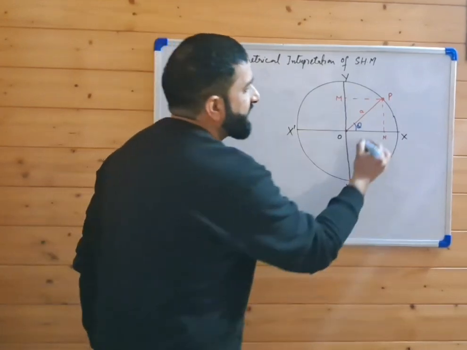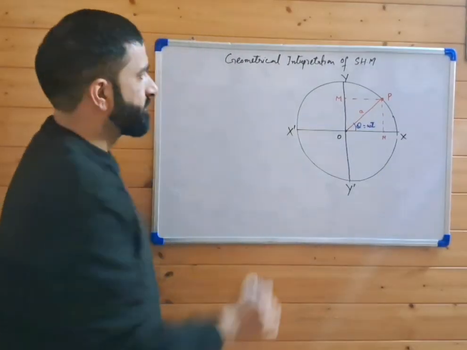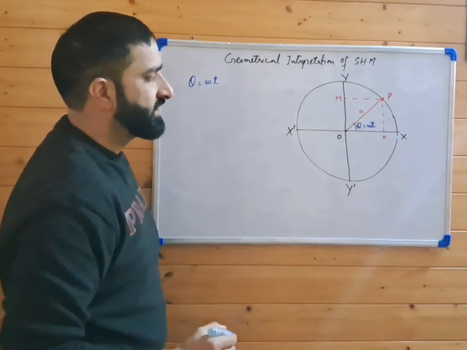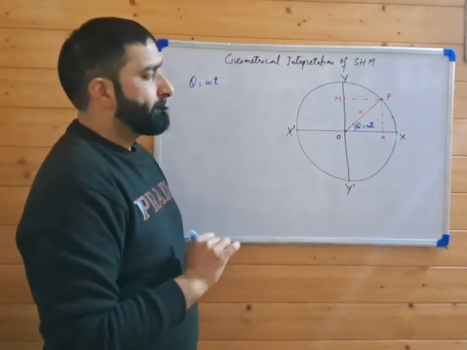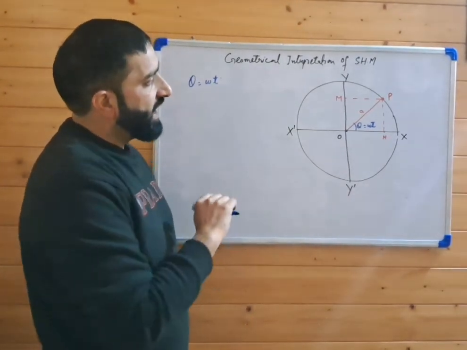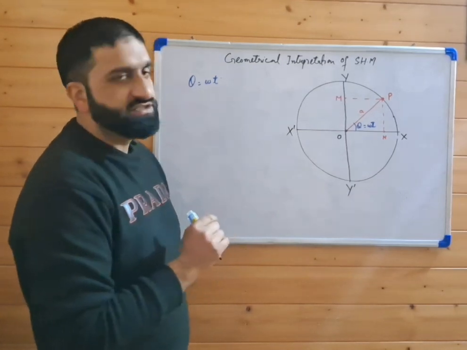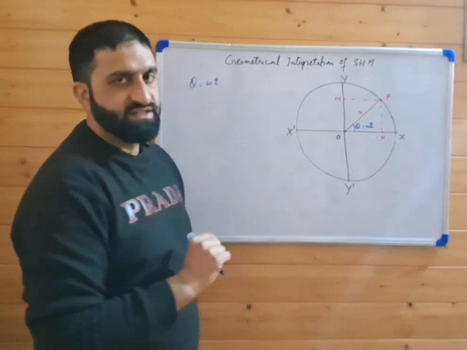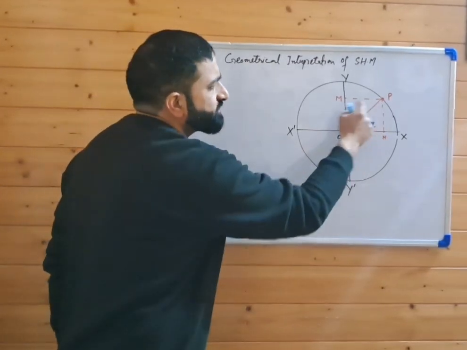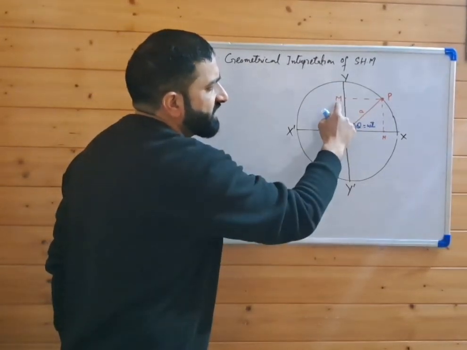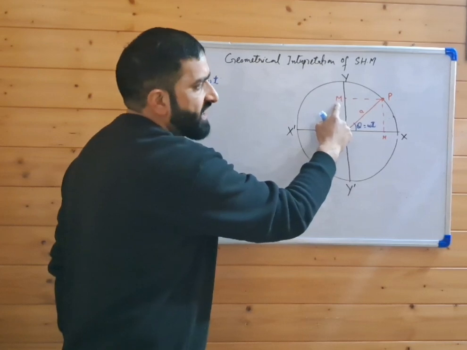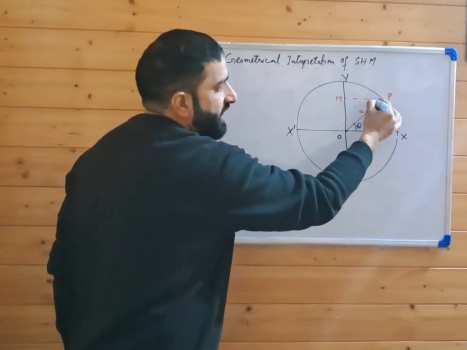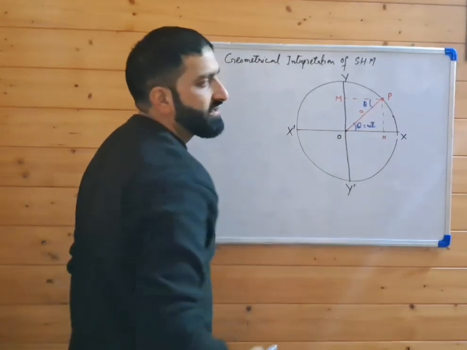diameter, and that theta is equal to omega t. The radius of the circle is A, and now we will see the projections on YOY' and XOX'. Let us take its projection on this vertical diameter, OM. Now, as we see, this angle is equal to theta as alternate angles.